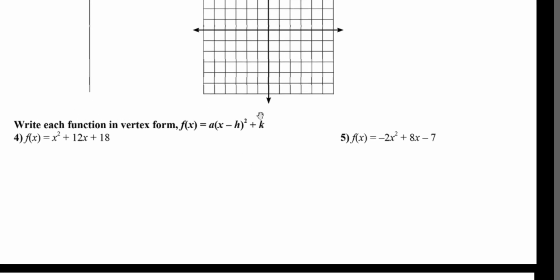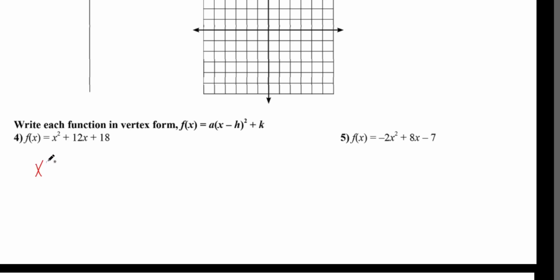All right, here. It says, write it in this form. So there's that vertex form that I just wrote a little earlier there, right? How do I take this and put it into that form? What do I use? Completing the square. Very good. Okay, so I use completing the square.